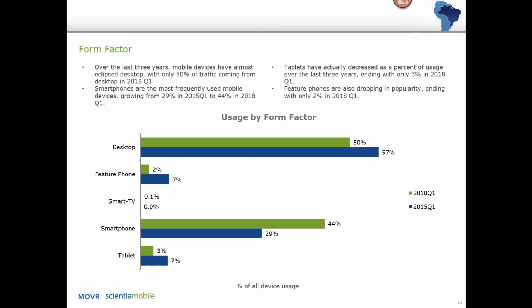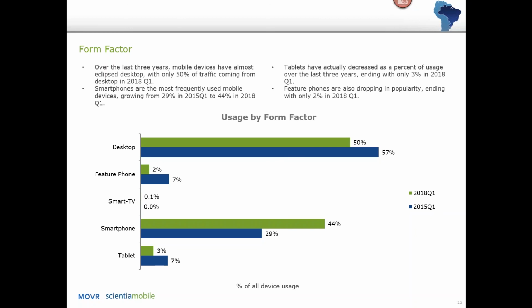So let's take a look at Brazil. Over the last 3 years, the mobile devices in Brazil have become more and more popular, at least for browsing. I think they were always popular, but the shift from a desktop for browsing to a smartphone for browsing has been pretty pronounced.